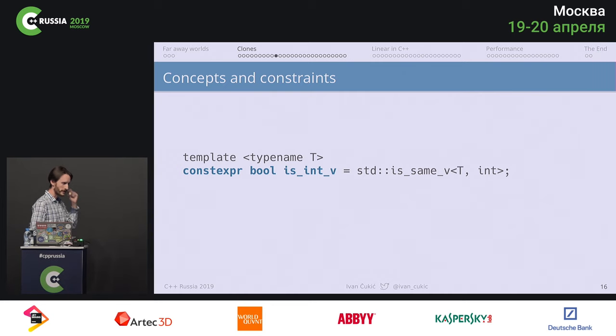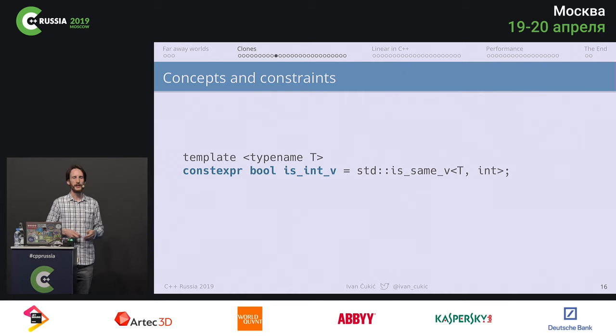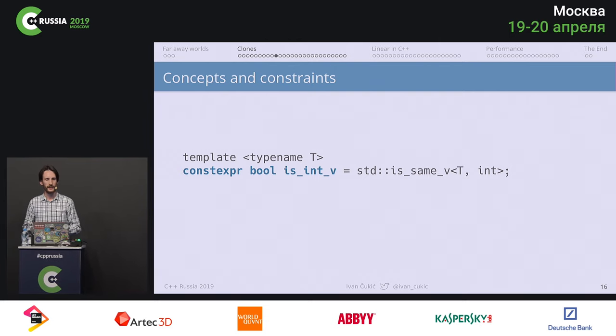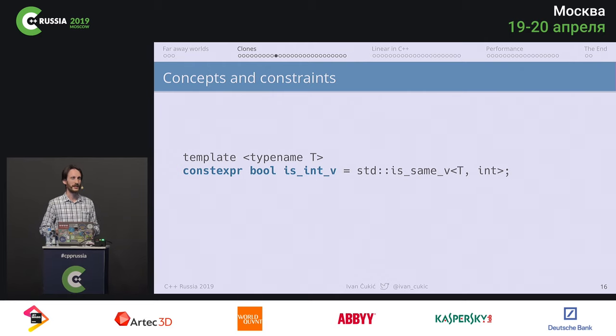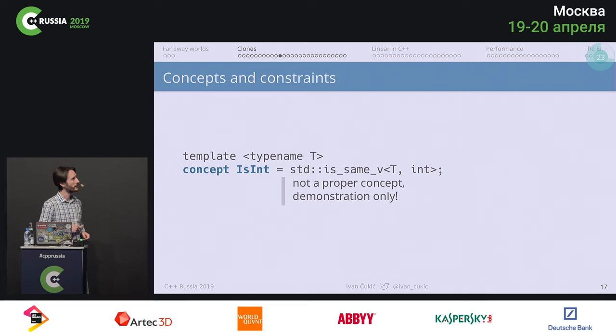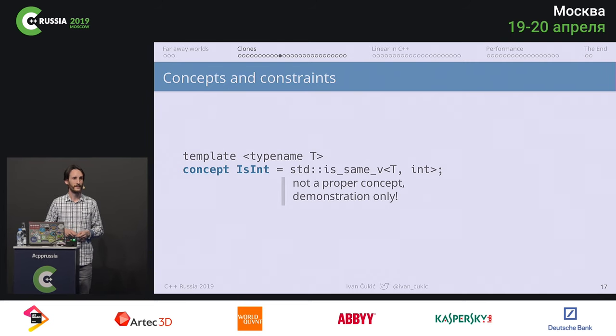So what are concepts? Just let's say we are in the pre-C++20 world, because it's still not 2020. And you have a metafunction that returns a bool. So you have a constexpr bool called isInt, and it checks whether the provided type is the same as int. Completely useless function, but bear with me. In C++20, we got a new keyword that's called concept. And whenever you see concept, think of constexpr bool with some fancier syntax.